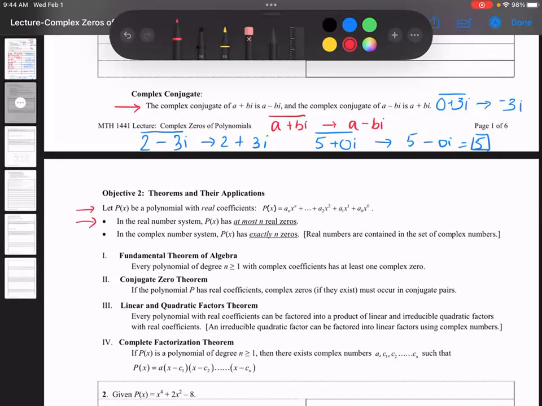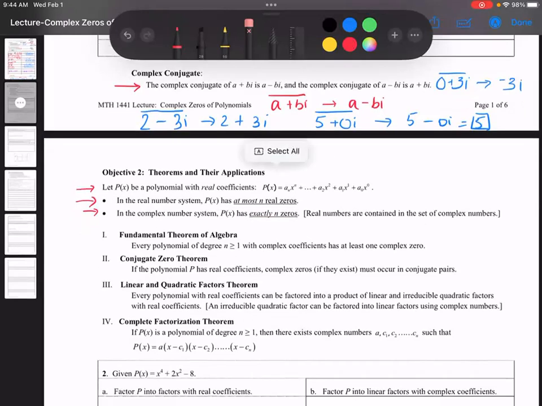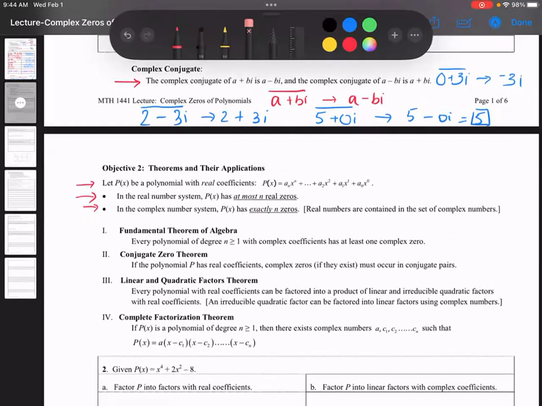For a complex number system, you would see exactly n zeros, right? You see all of it, the real and the complex. Why do we see all of it in the complex system? Because, what I said in the beginning, all real numbers are complex numbers, right? So everything on complex numbers is shown. The fundamental theorem of algebra is a really important theorem. Yes.